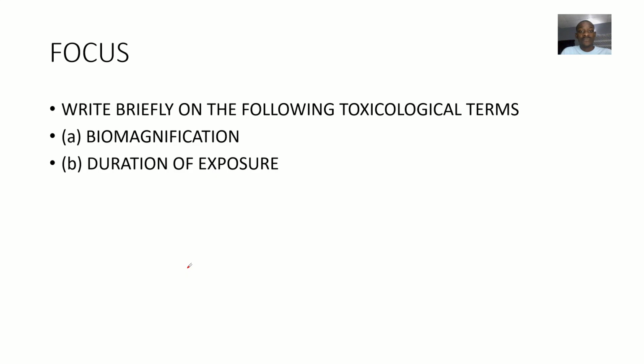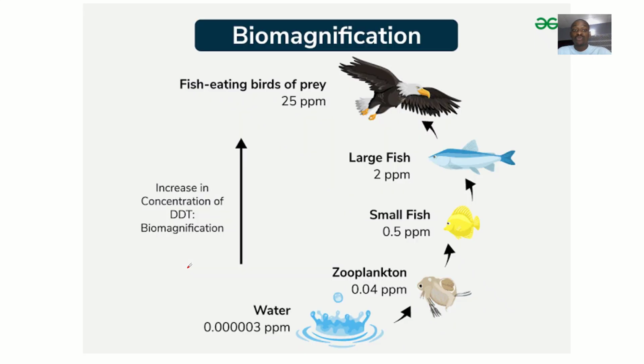Okay. So the full question was: briefly write on the following toxicological terms: biomagnification and duration. So one thing you must note in this question is they are not asking you to define, they're asking you to write. Now, when they ask you to write, it's actually a trap because they know this question is simple. They want you to write. Writing is where you exhaust everything you know about that concept. It's not all about answering, it's about impressing the examiner. All right, you have to impress the examiner. I want to show them that you actually know this.